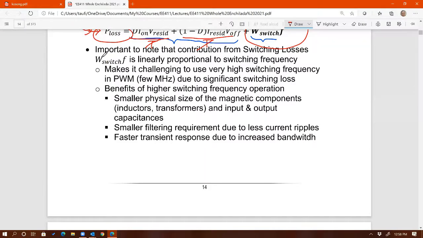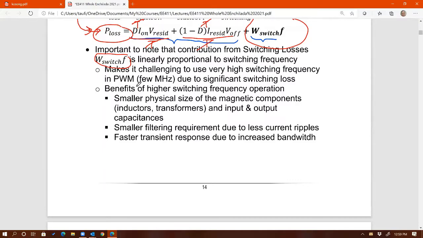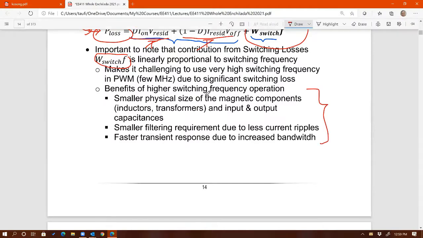So this makes it challenging. This last term, W switch times F, is linearly proportional to switching frequency, and that makes it challenging for us to use very high switching frequency in PWM. I believe the highest that I've seen for a commercial product for PWM is 2 megahertz, maybe 4 megahertz. But it'll be nice to be able to push the frequency even higher. Why is that? Those are the reasons.